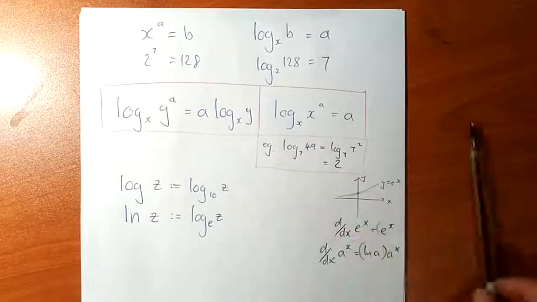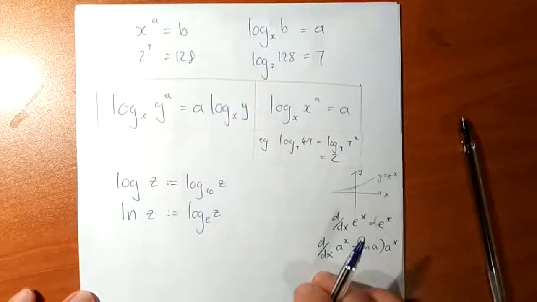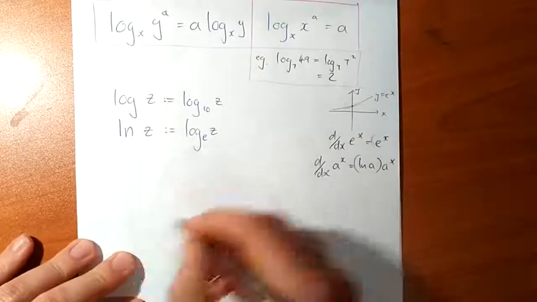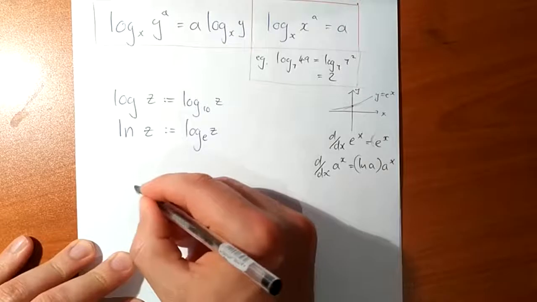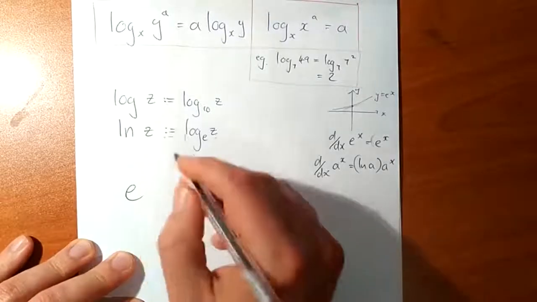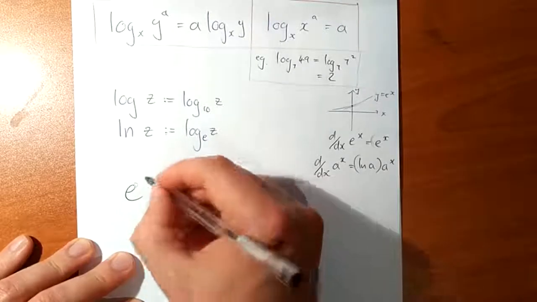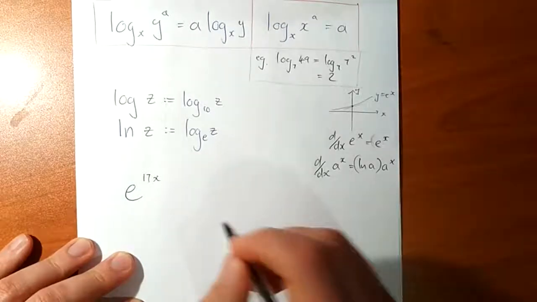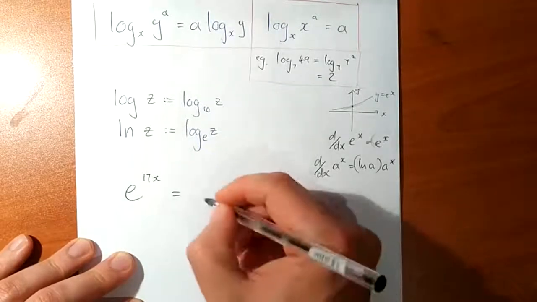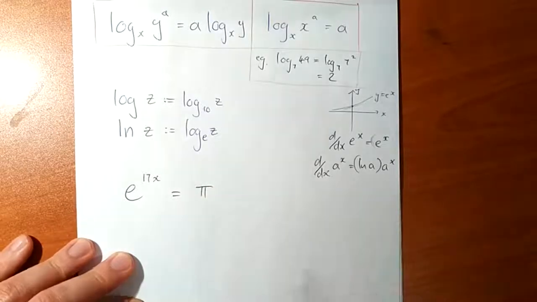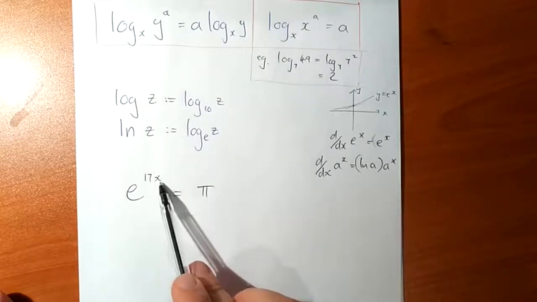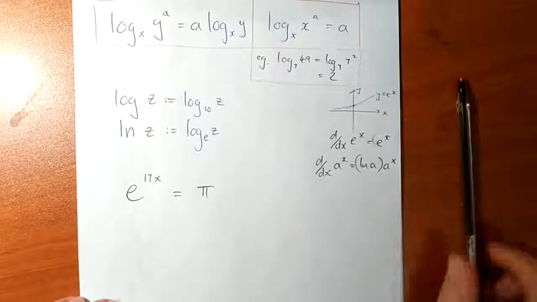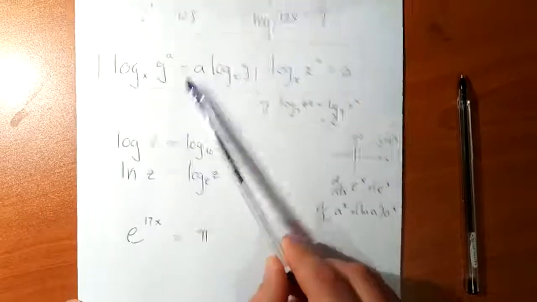Of course, we want to use the natural logarithm, so specifically what we'll do is we might have a value something like e to the 17x, for example, equal to pi, whatever. I'm just thinking about anything at this point. Now let's say you want this x. How can you get this x? Well, you rely on this property.